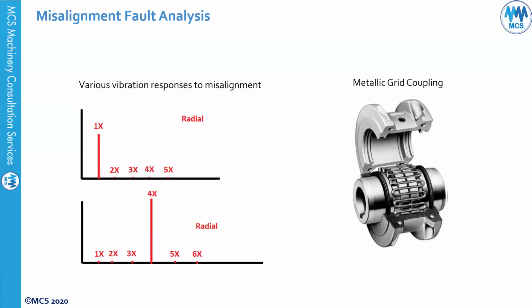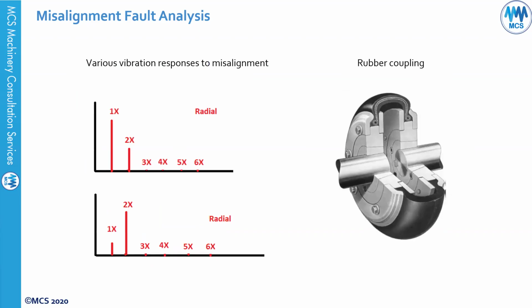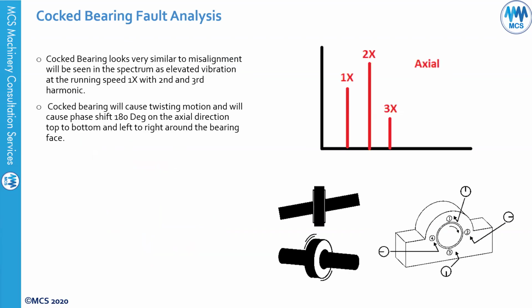For the metallic grid coupling, you will see high 1x vibration, or you might see high 4x vibration. For the flexible disk type coupling, you might see elevated vibration at 6x, or 2x and 4x. For a rubber coupling, you'll see 1x and 2x, and this is the most common pattern for misalignment.